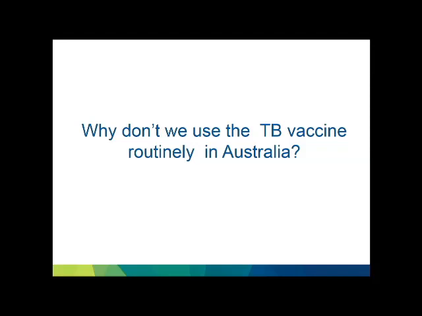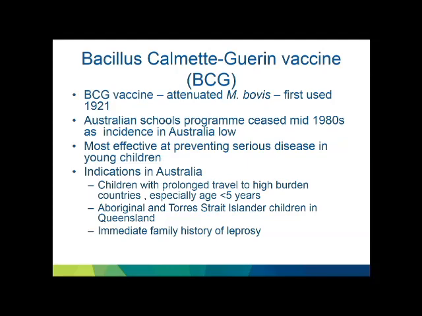Now, many of your patients from overseas countries will be very familiar with the BCG, and they and you might wonder, why don't we use the TB vaccine routinely in Australia? Well, the Bacillus Calmette-Guérin vaccine, the BCG, has been around for a long time. It was first used in a patient in 1921 as an oral vaccine. It's a live attenuated form of Mycobacterium bovis. Older members of the audience will remember being tested in schools and, if TB naive, being given the BCG. But that program ceased in the mid-1980s.